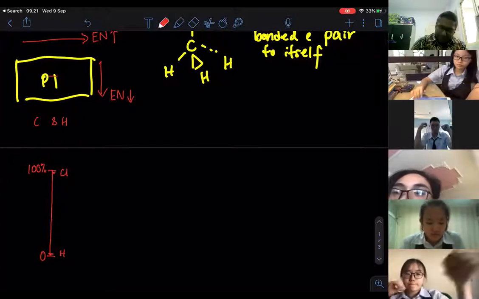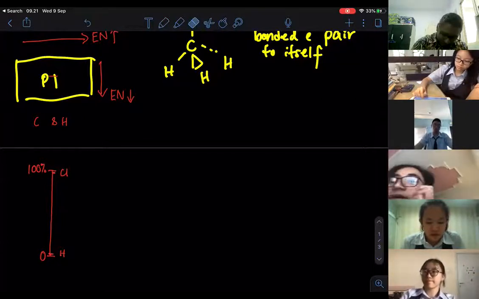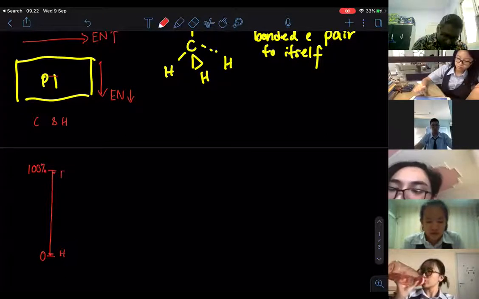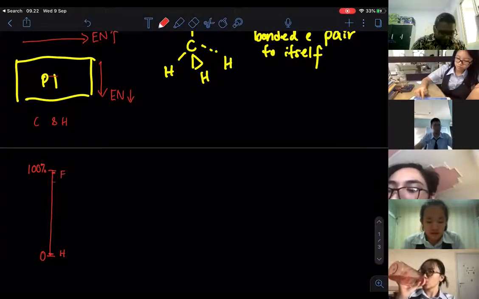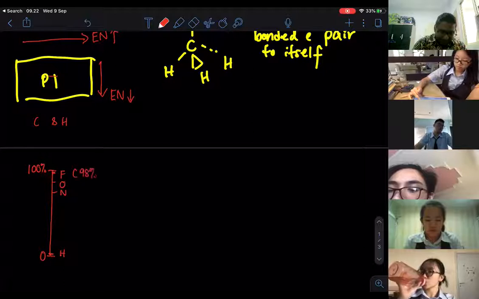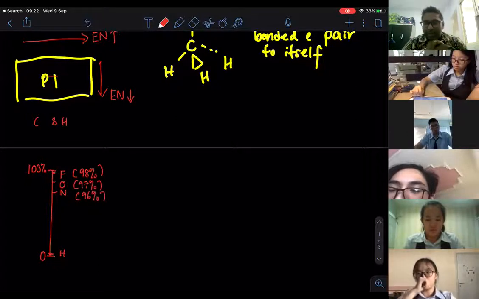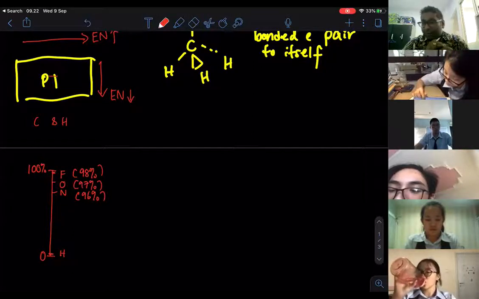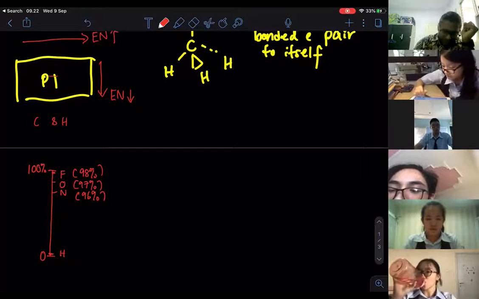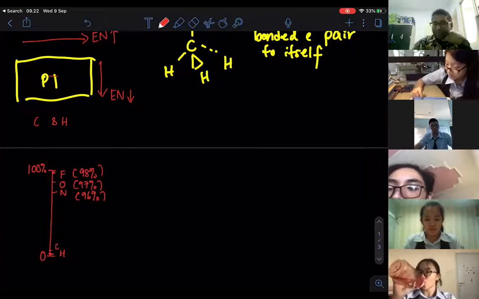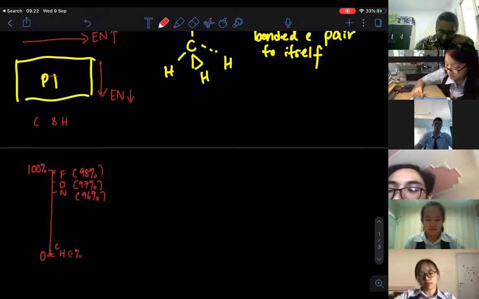Imagine chlorine getting 98%. Sorry, wait, it's fluorine. Okay, it's fluorine. Then oxygen and nitrogen. Just imagine fluorine is getting 98%, this one getting 97%, this one getting 96%. Imagine NOF, nitrogen and oxygen, are the top performers of the chemistry test. The lowest performers are hydrogen, and just take note, carbon is also almost the lowest, similar to hydrogen. Imagine hydrogen getting 1%, and then carbon getting 2%.